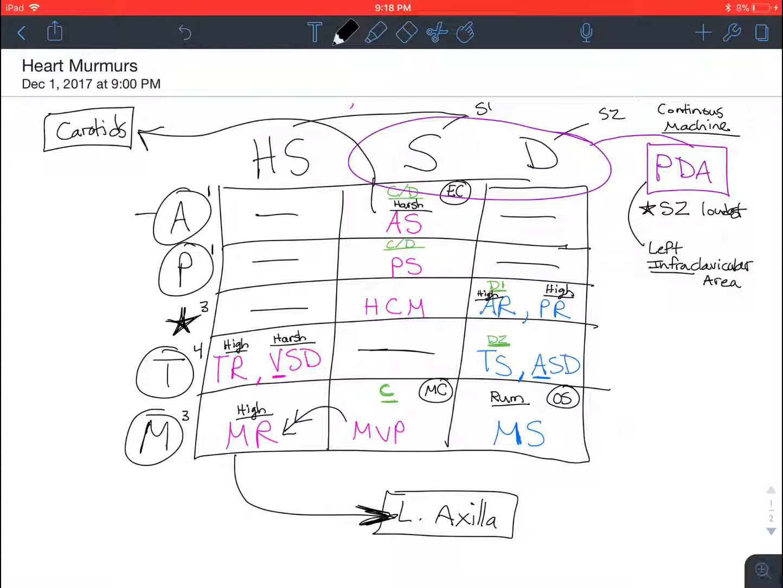And just as a reminder here, another way to describe the area that they're at is the base of the heart. This is the left sternal border. This is the lower left sternal border. And this is at the apex. So definitely good to be familiar with those.